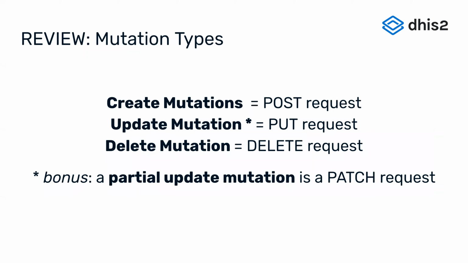There are a few different types of mutations. As I mentioned, under the hood, this is translating to a request to the DHIS2 API. So if you use a create mutation, you're going to create a post request. If you use an update mutation, you create a put request. You can also create a partial update mutation, which is a patch request, and then a delete mutation, which will remove an object. So generally, if you're creating something new, you use a create mutation. If you're changing something that already exists, use an update mutation. Use a partial update mutation when you're only changing a part of something that already exists.